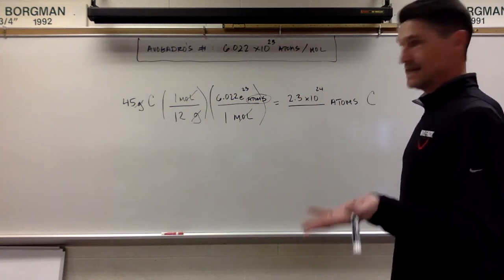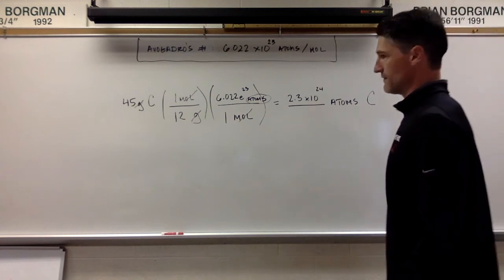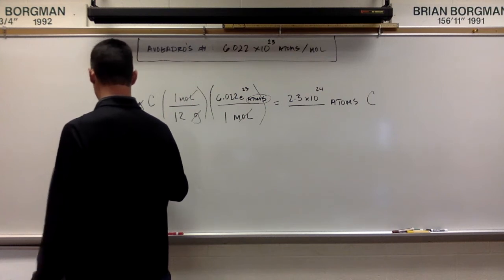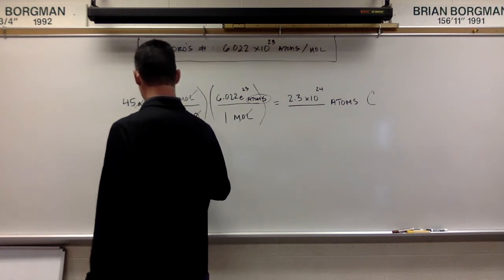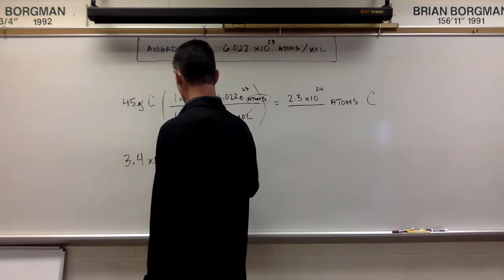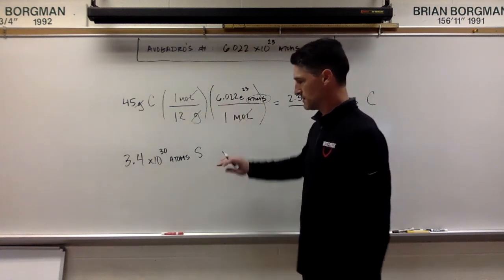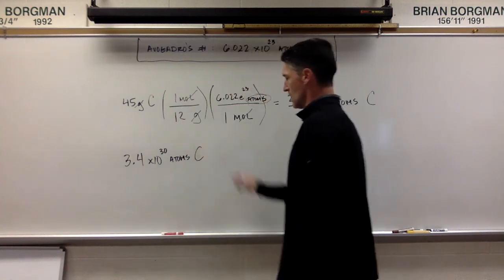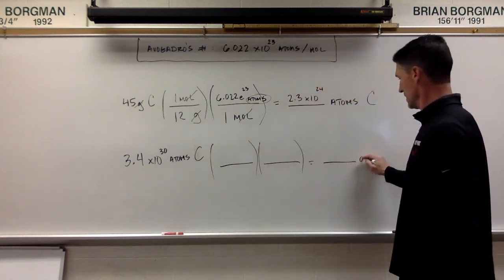To do the opposite is literally to do the opposite. You just flip all your brackets upside down and do the process in reverse. So if I had 3.4 times 10 to the 30th atoms of, I don't know, sulfur. Just picking a new atom. You know what, let's stay with carbon since it's 12. You can just see that the process is the same. So let's say we're just doing carbon. I would set up 2 brackets. And I'm going to end in grams of carbon.